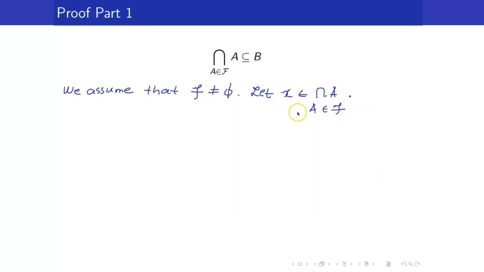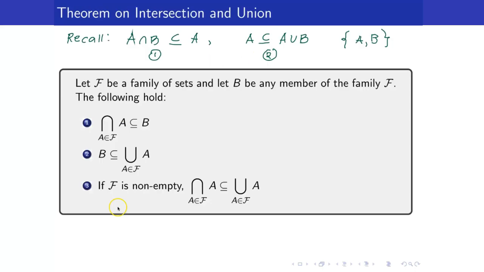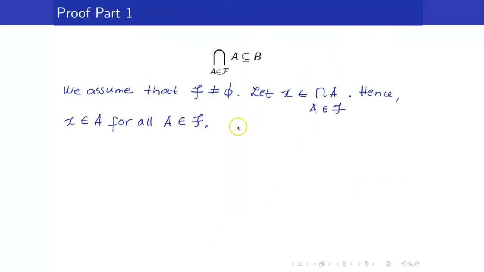Now, going back to our proof, this means that X is an element of A for all A in F. However, B here is an element of F. In the beginning of the proof, of course, we have let F be a family of sets and let B be any member of the family F. I just did not include that here. So since B is in F, then X must be an element of B.